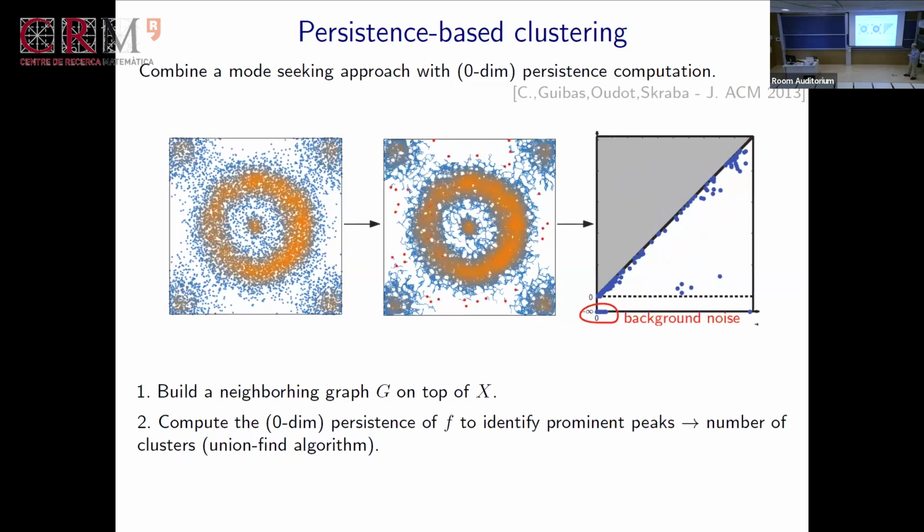Now, if I look at the points that are in this part of the diagram, these are points that have very low persistence. They appear at a very low value of my function f, but they have infinite persistence when I go to minus infinity. So these points correspond to local maxima that start at a very low value of f, so they are in low density areas. You can see them here. And they persist forever. So they correspond to some kind of small connected components of my neighboring graph that are located in the low density area.